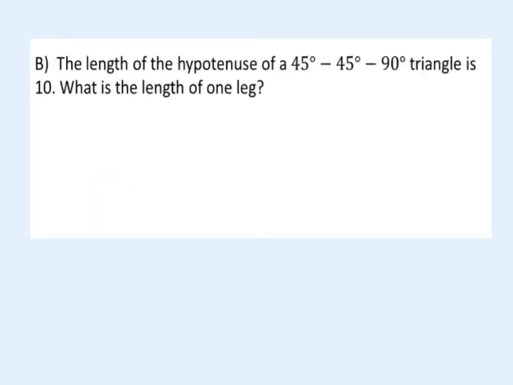So in this problem, I want you to attempt it by yourself, but the first thing you should always do is draw a picture. So if I have a picture, it's telling me I have a 45, 45, 90. And it's saying the length of the hypotenuse is 10. So I'm going to write 10 in here. What is the side length? So again, it's kind of like the previous problem. So I want you to pause the video and attempt the problem by yourself and check your work.